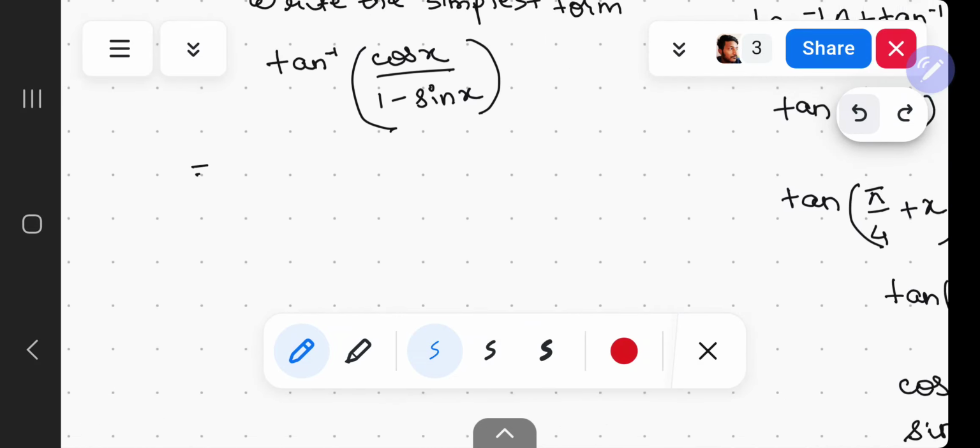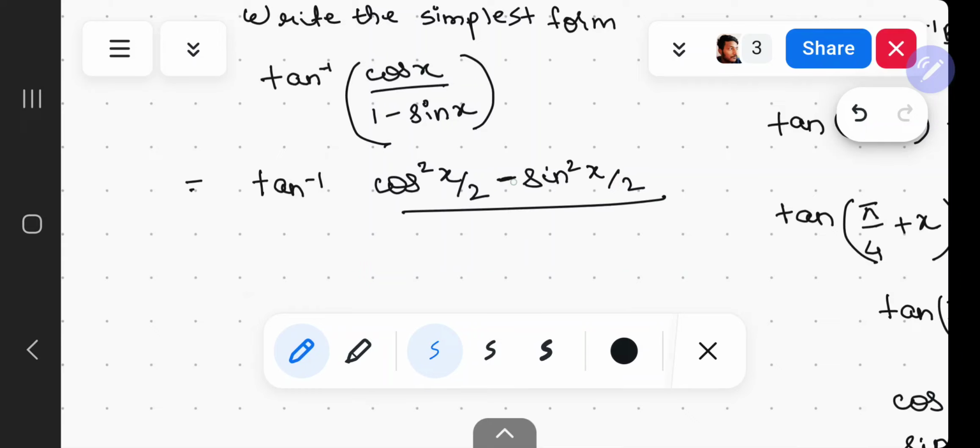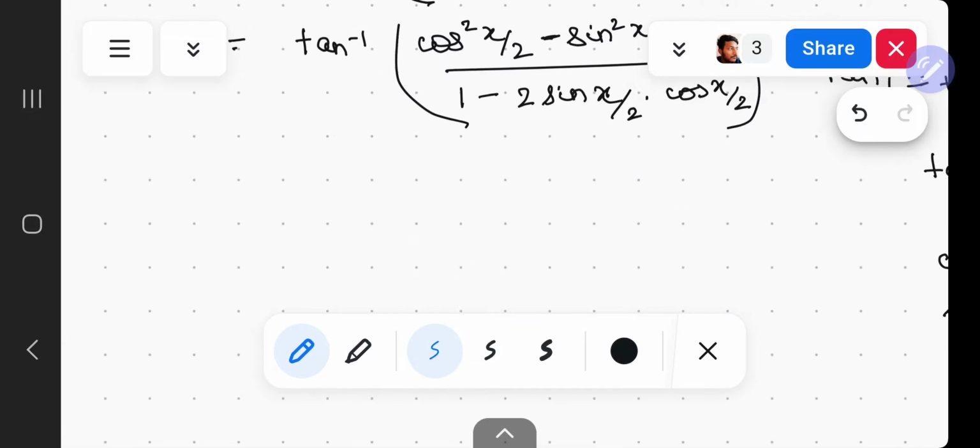Okay. Now tan inverse cos x we can write as cos square x by 2. You can stop me whenever you feel that you are not understanding. Okay. So the angles are being halved here, and then 1 minus 2 sin x over 2 and cos x over 2. So this is the first step to simplify that.